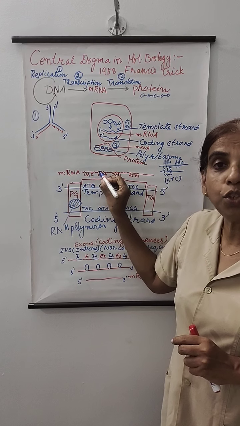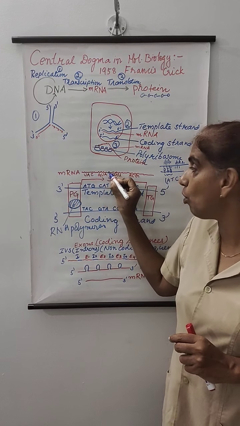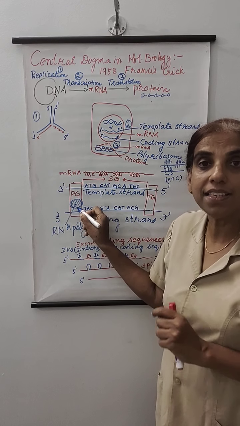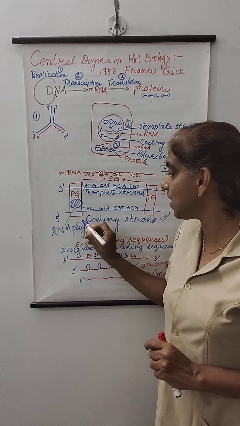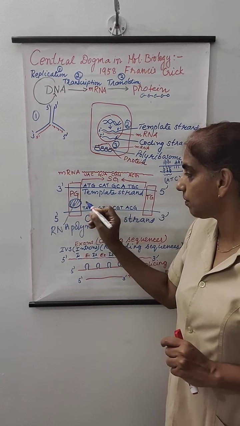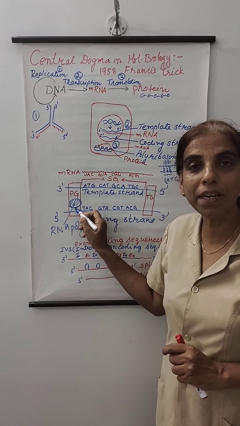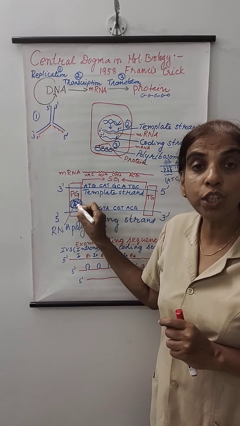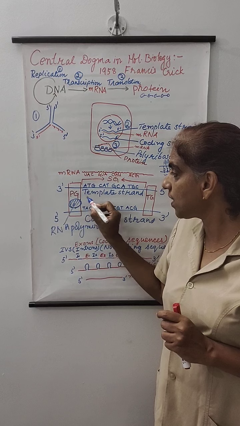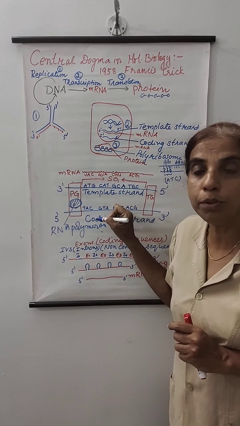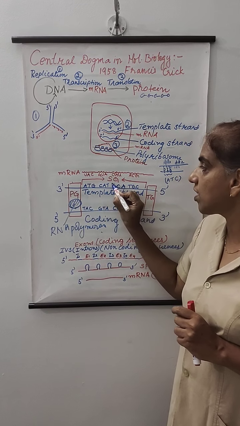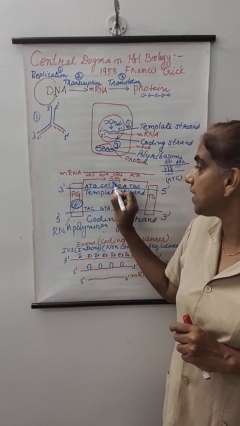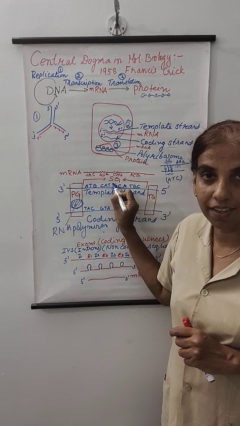One by one the nucleotides should come in a polymerized chain. So the enzyme which can catalyze this polymerization process is RNA polymerase. This RNA polymerase will come and attach at this promoter site. The promoter site will be followed by the real functional part of the transcription unit, that is the structural gene.